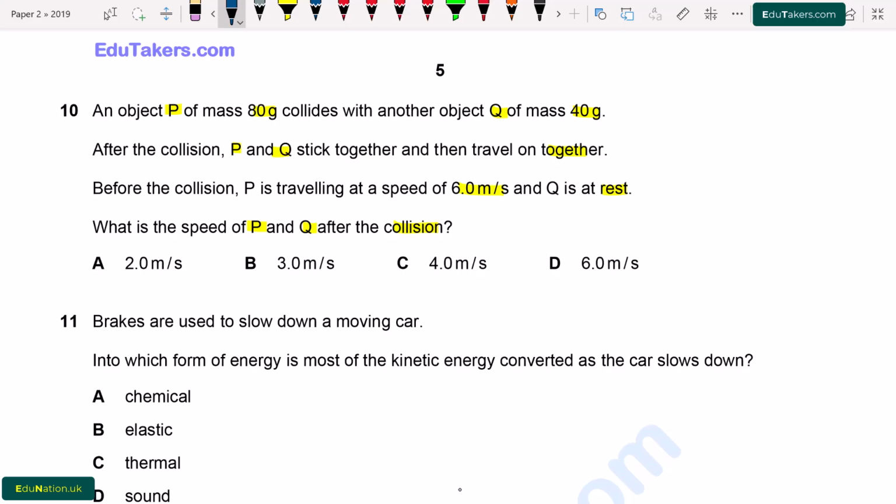So I write here, before the collision the total momentum will be m_P, which is the mass of the object P, and v_P, the speed of the object P, plus the momentum of the Q object. It will be equal to the momentum after collision, which is also due to the objects P and Q.